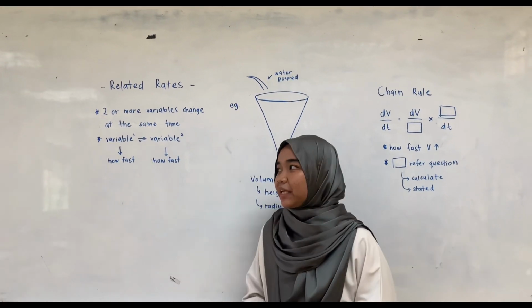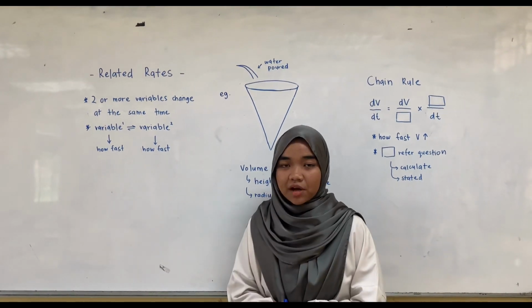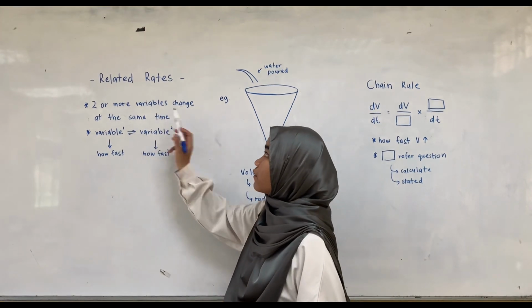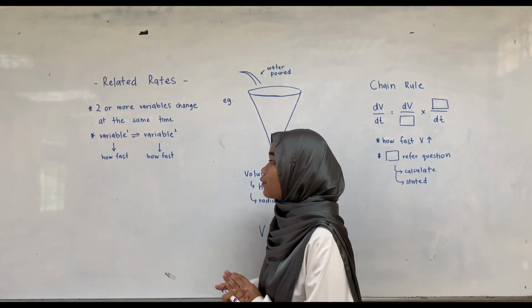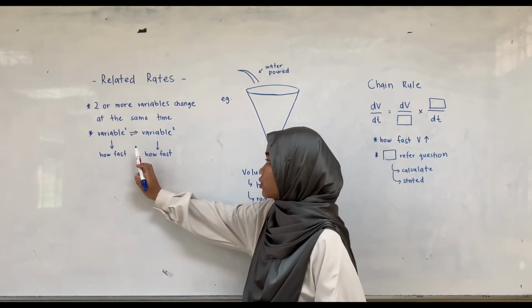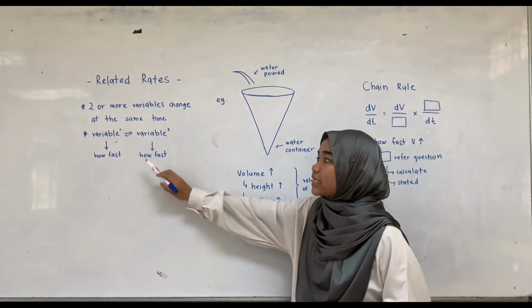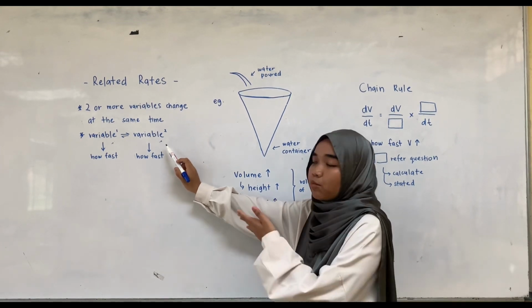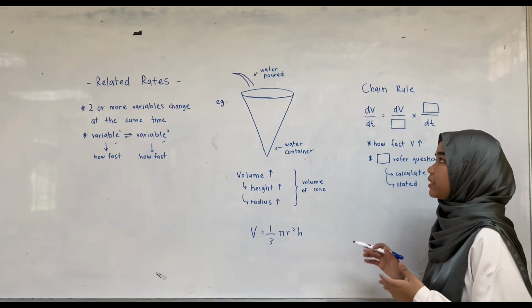Before we go in deep into our example that we provided, I would like to explain about related rates. Related rates is used when there are two or more variables that change at the same time. If we have the relation between these variables, we can know how fast the first variable changed and also how fast the second variable changed. And it's also applicable if there are more variables. Now let's move on to a simple example.